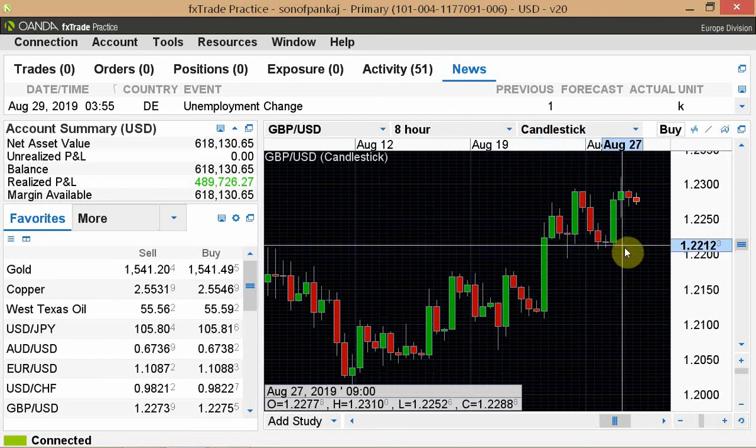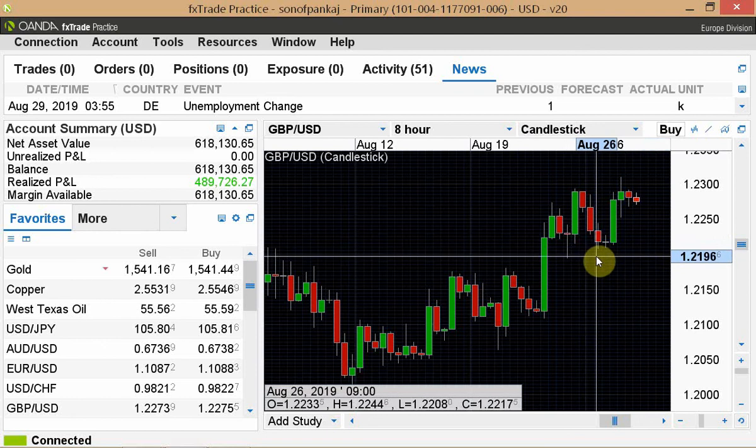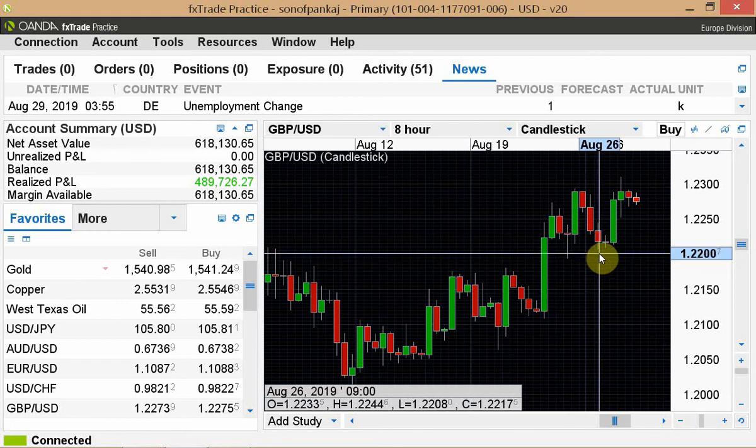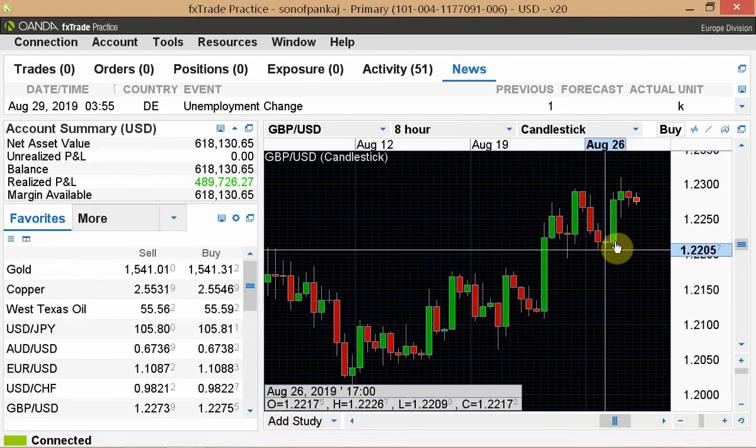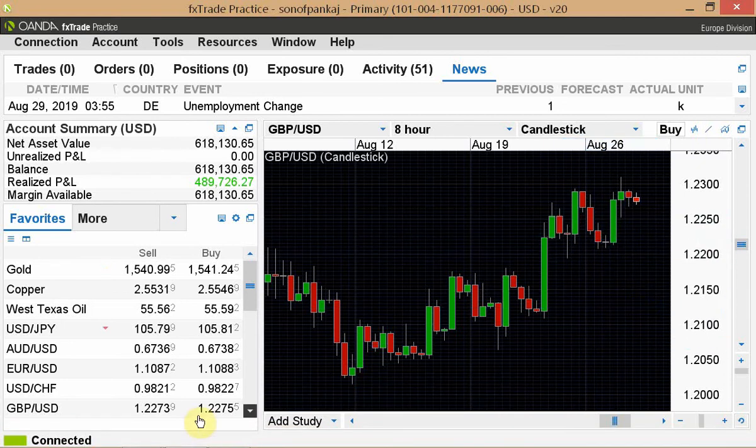Okay, so this is momentum versus mean reversion. We have spent a little bit of time on this. What is the time showing? 11:47. Wow, we've already spent half an hour on this. Okay, anyway, let's go quickly.